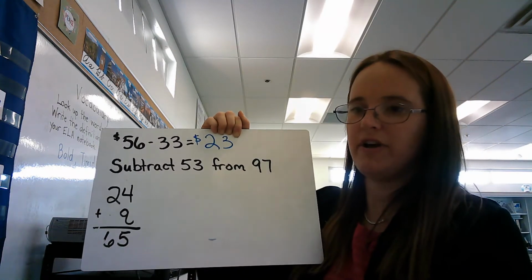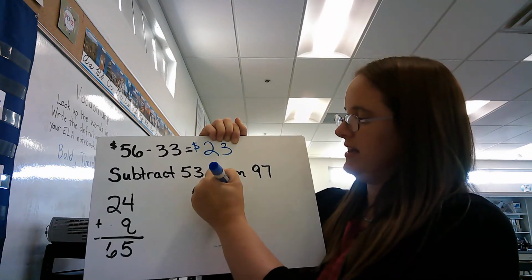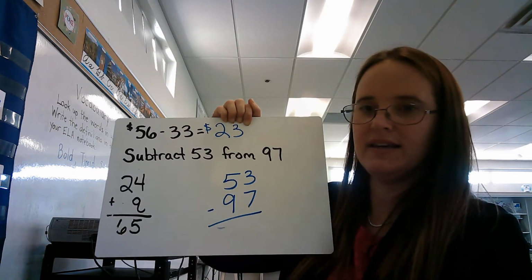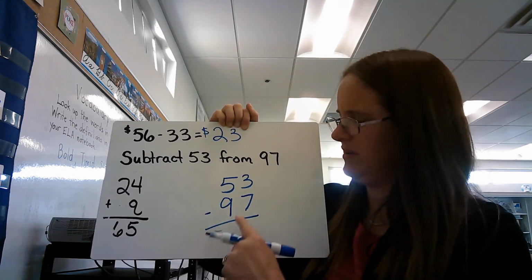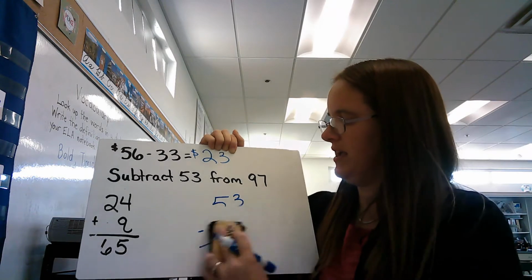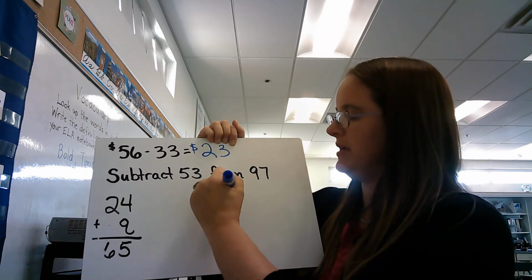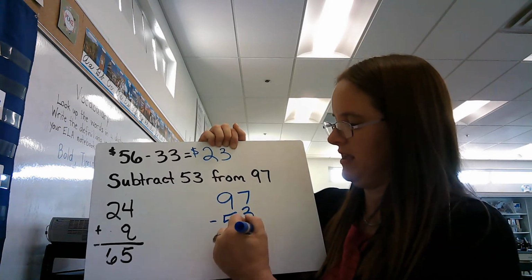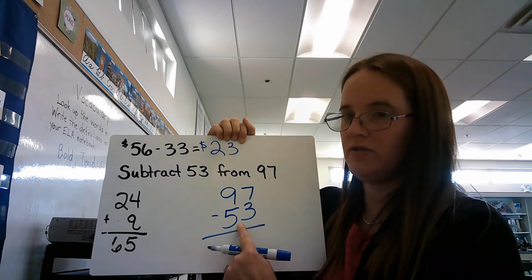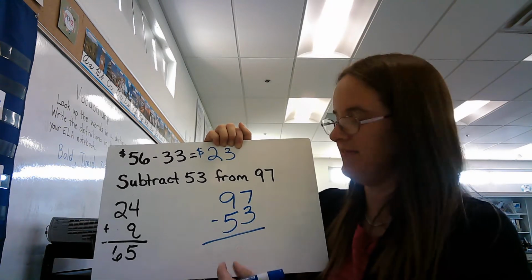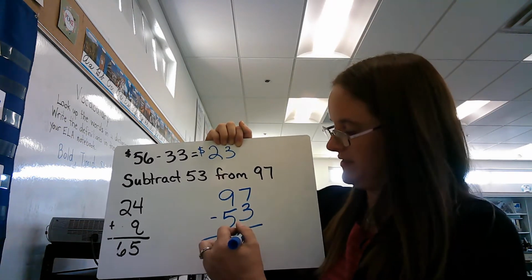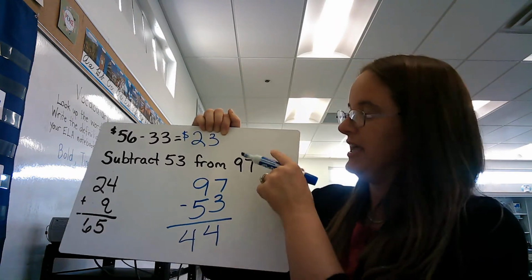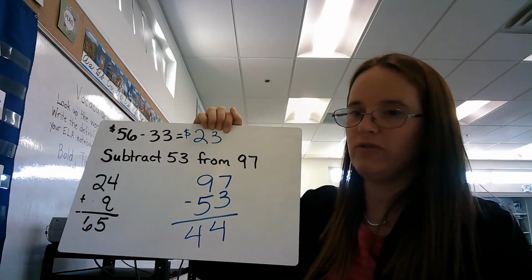Subtract 53 from 97. Is that going to look like this? Where's my big number? Uh-oh, that's not right. I need the big number to be on top. 97 minus 53. I am subtracting 53 from 97. So 7 minus 3 gives me 4. 9 minus 5 gives me 4. So my answer to this problem is 44.